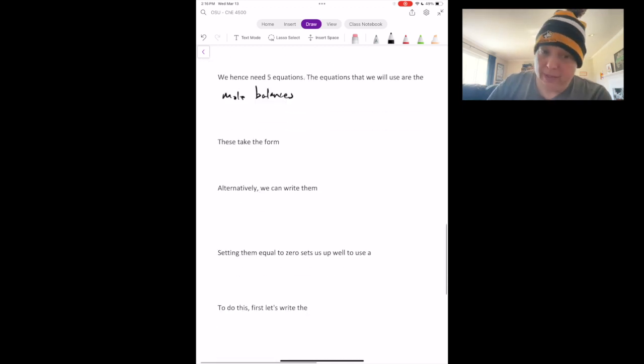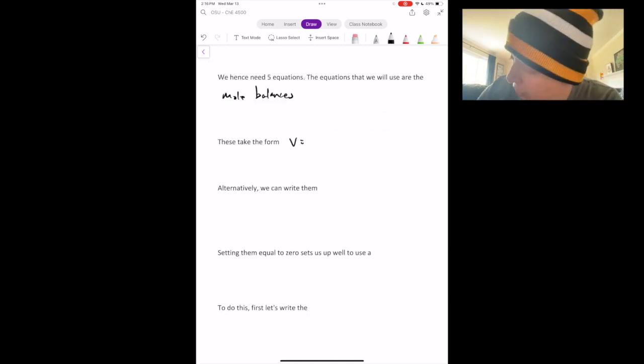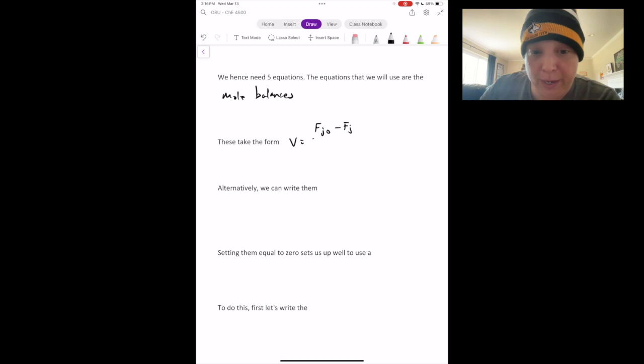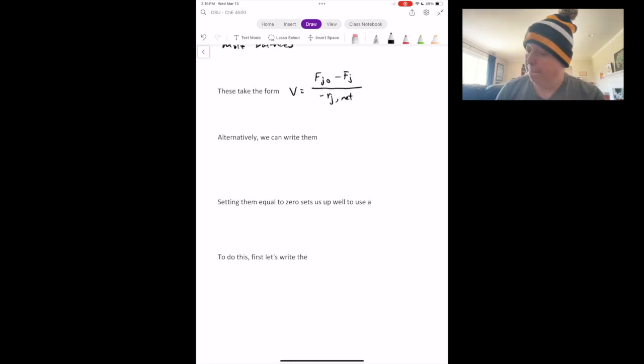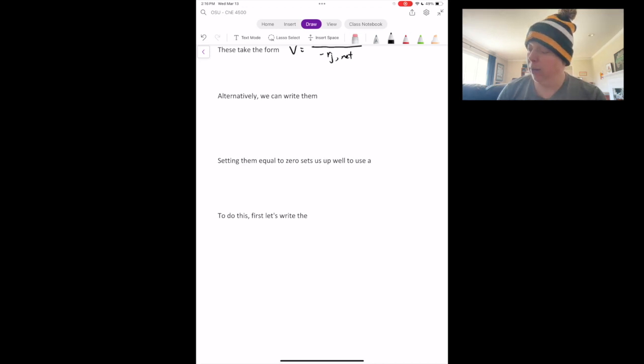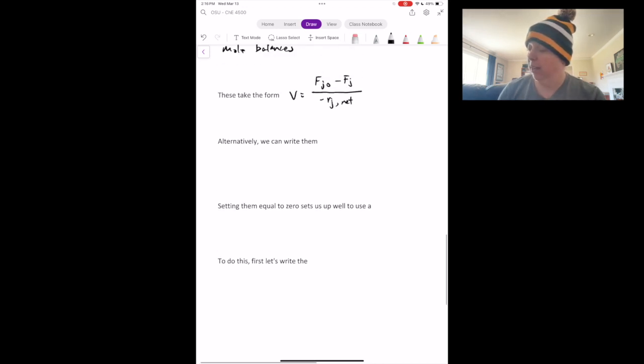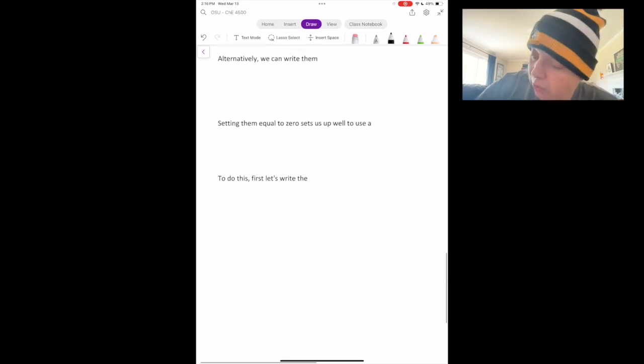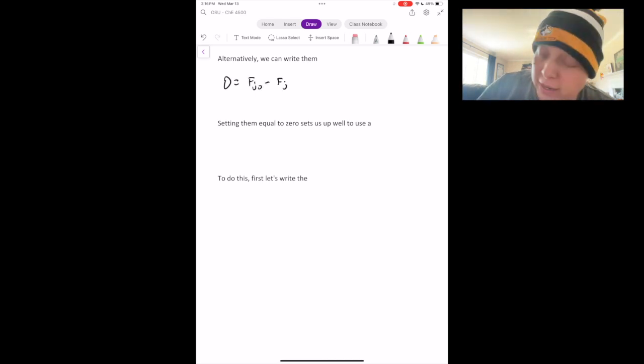So, all these mole balances take this form: V is equal to Fj naught minus Fj divided by negative Rj net. We know this form when we're used to using this equation, with the one exception that we write it in terms of conversion, but now we're not going to do that. We can rearrange this equation. This equation as is is perfectly fine. However, it can be easier to work with if we rearrange it slightly. So if we rearrange the mole balance such that we're setting it equal to 0.